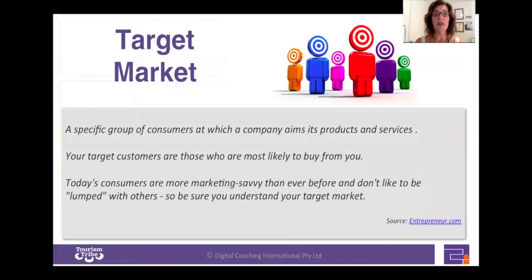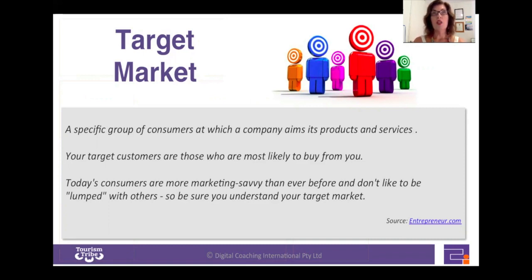What's a target market? A target market is a specific group of consumers at which a company aims its products and services. Your target customers are those who are most likely to buy from you. So they're the people we want to target, clearly. And today's consumers are more marketing savvy than ever before. They don't want to be lumped with all the others. They want to be treated individually. And so that's why it's really important to understand your target market.